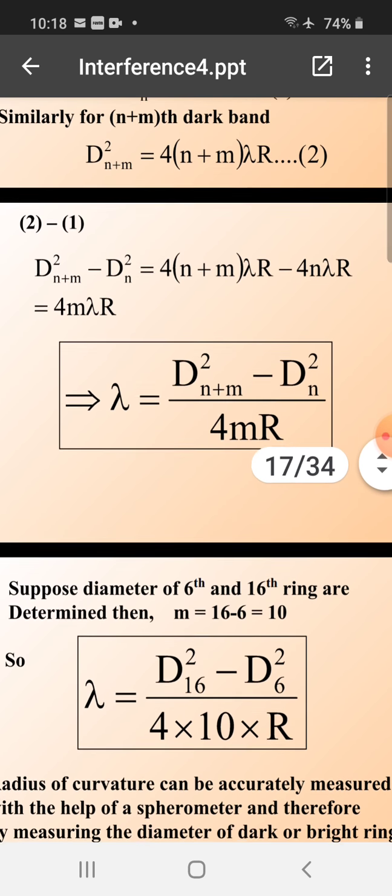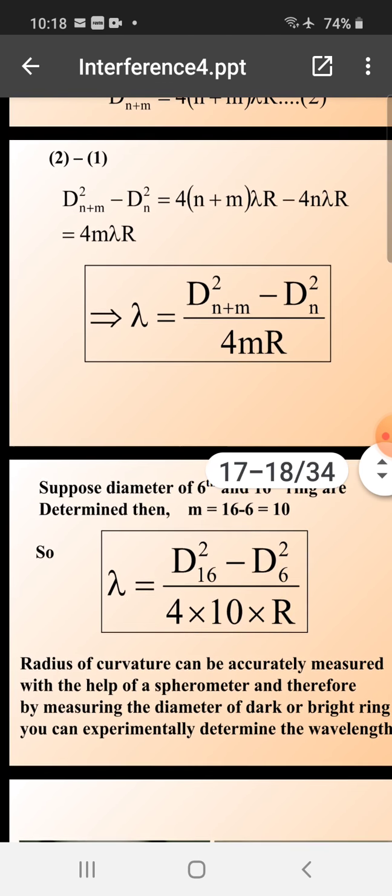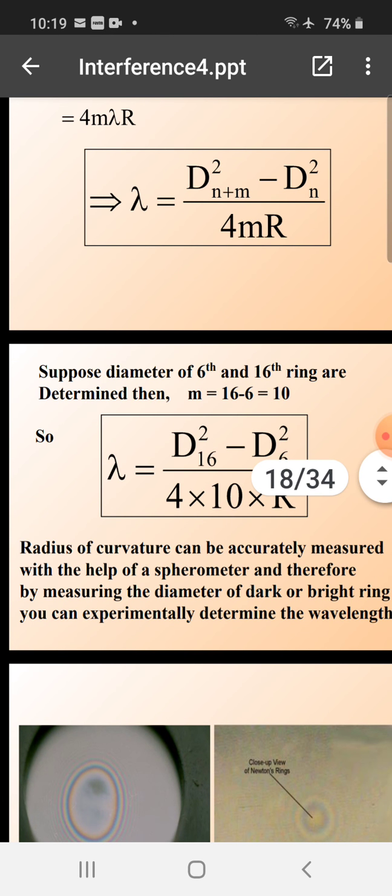Now, let us take one example. How do we calculate it? Suppose the diameters of the 6th and the 16th ring are determined. Then m is equal to 10. So, lambda can be written like this. Where, what is r? You know that r is the radius of curvature of the plano-convex lens. And how do we find it? It is by using a spherometer. Use a spherometer, find the radius of curvature of the plano-convex lens, put the value here for r, diameters are known to you, hence what you can calculate? The wavelength of the source of light. If it is a sodium lamp, for yellow light, you can find the value, you can compare it with the standard one, 5890 or 5896 angstrom, you know the other two wavelengths of the light.